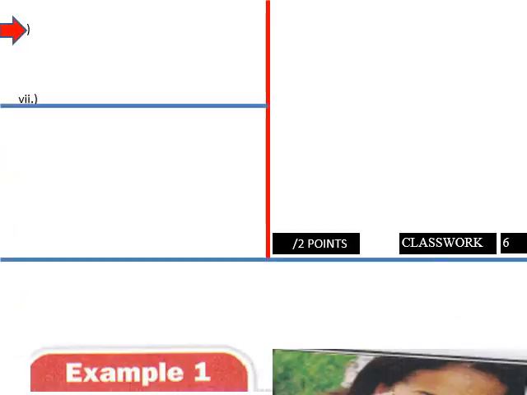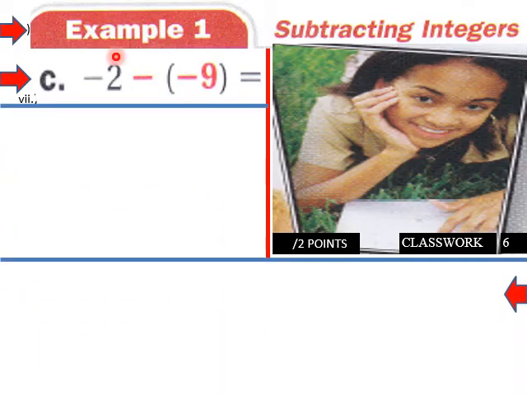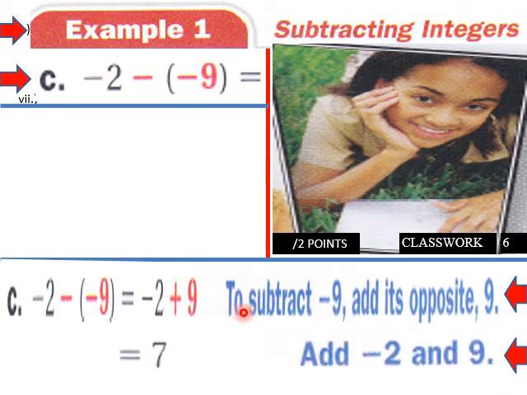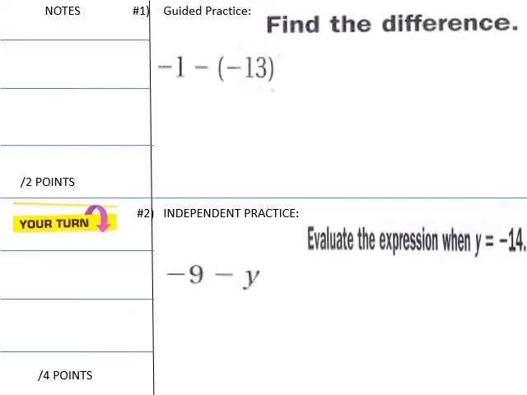And then part C here, negative 2 minus the negative 9. So to subtract negative 9, add its opposite, 9. So the opposite of this number would be a positive 9. So negative 2 plus positive 9 would be positive 7 here.